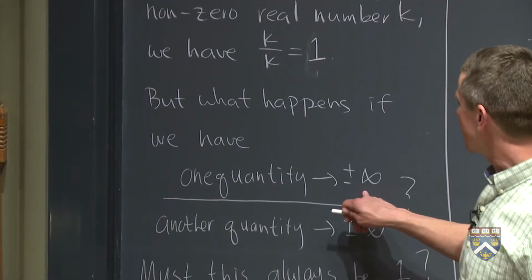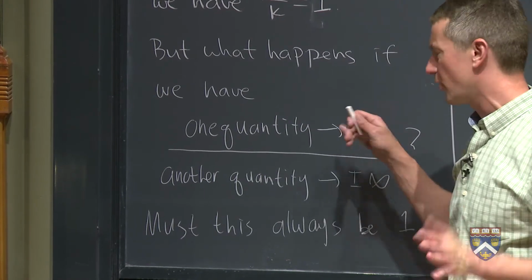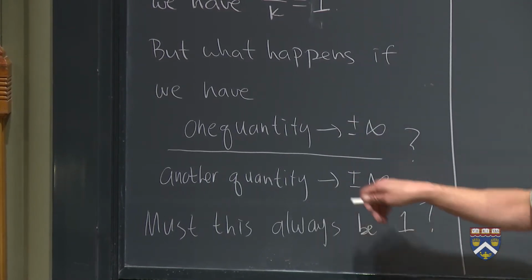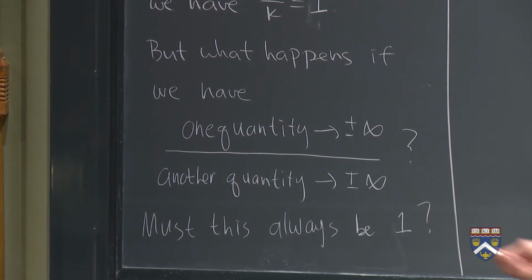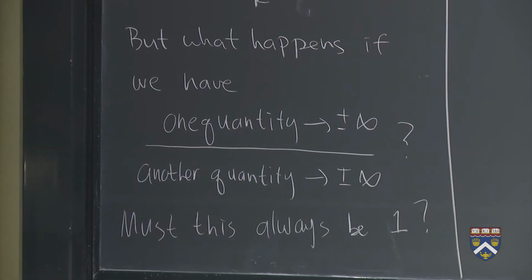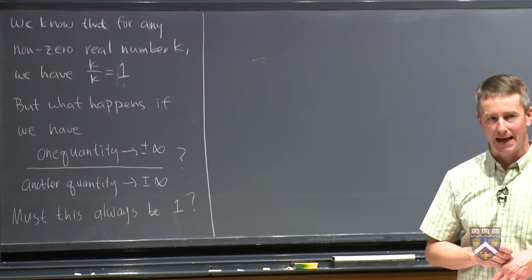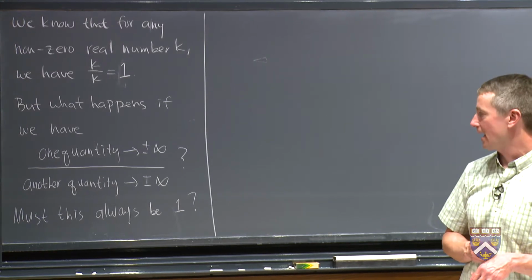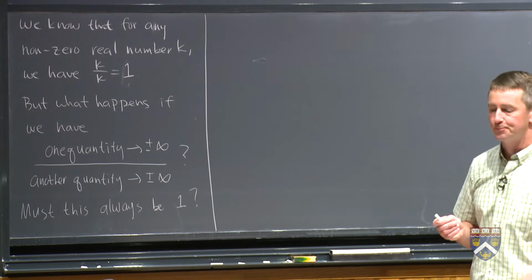But what if you have a quantity that's going to infinity, or maybe negative infinity, over another quantity that's going to infinity or negative infinity? Will these always be 1, or maybe negative 1 if you had positive for one of them and negative for the other? So does this infinity behave the way that other non-zero quantities behave? That when you divide it by itself, will you always get 1?